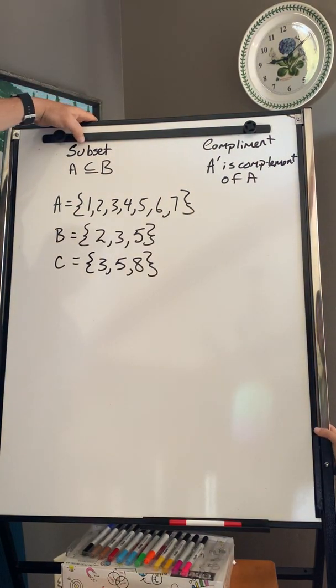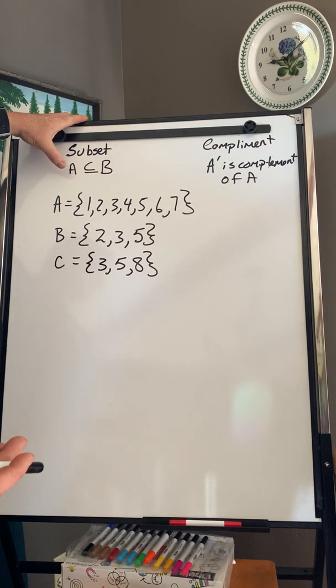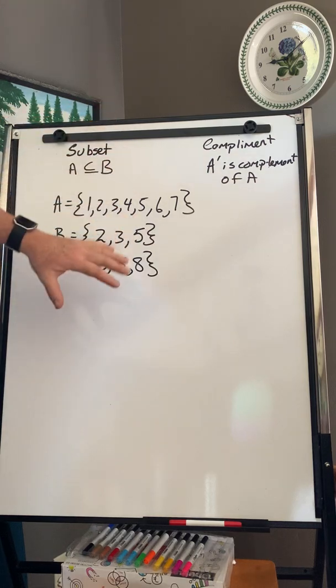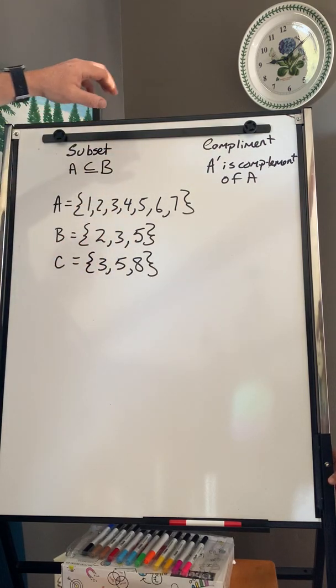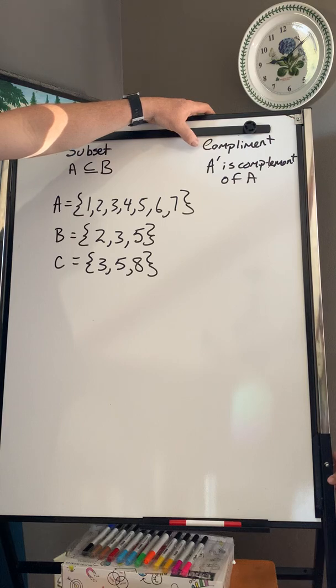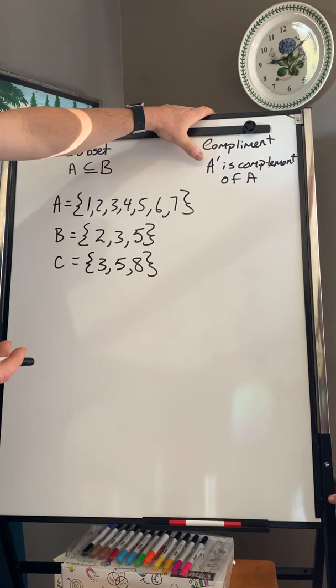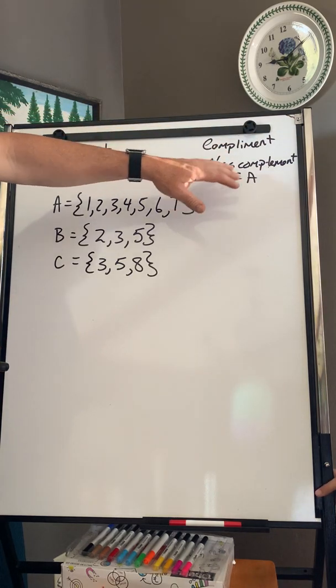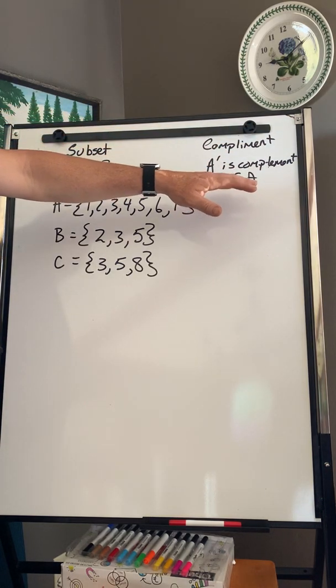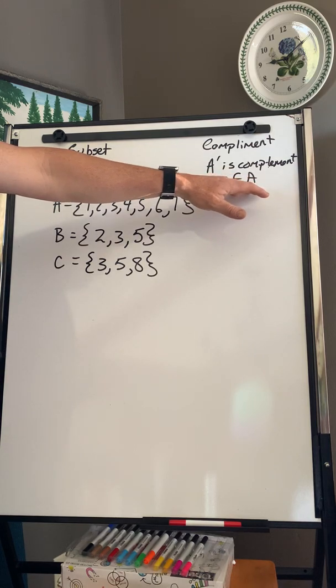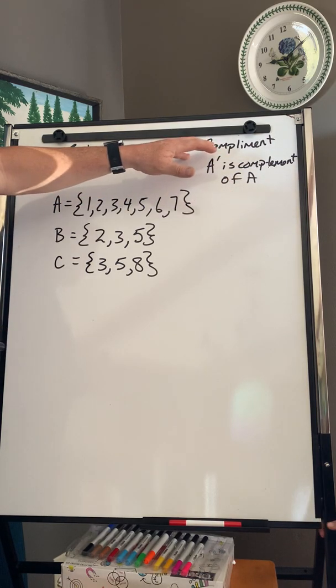First thing, a subset, by definition, a subset of another set is something where all of its parts are contained in the bigger set. So I use this: A is a subset of B. Now we'll do an example in a second to talk about that. Then we also have a complement. Complement is the opposite. So A prime is the complement of A, and what that means is everything that's not in A is in A prime.